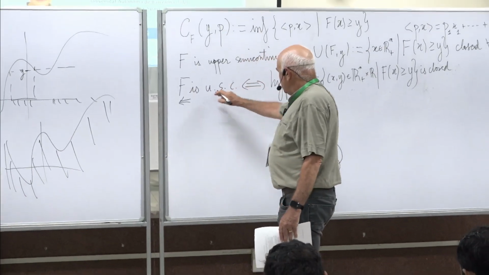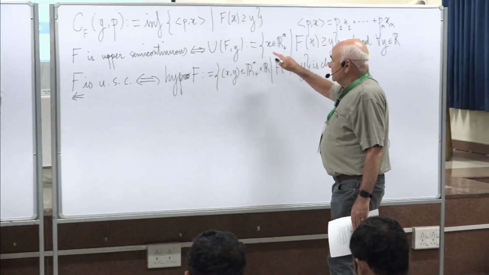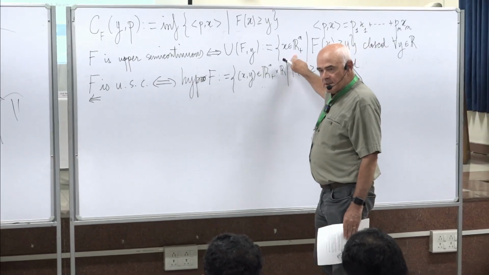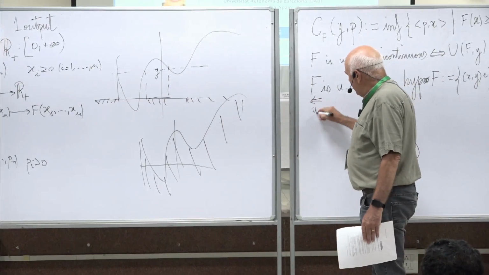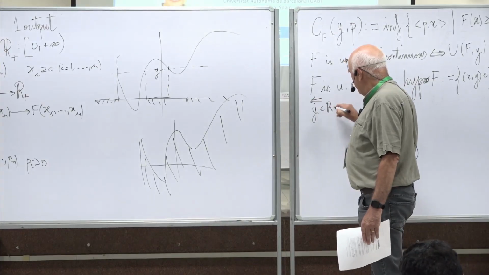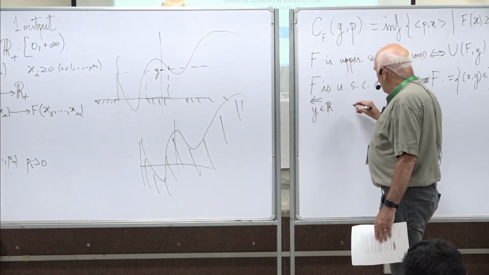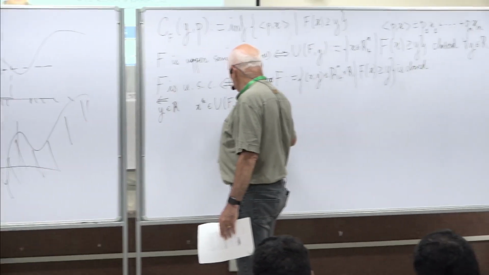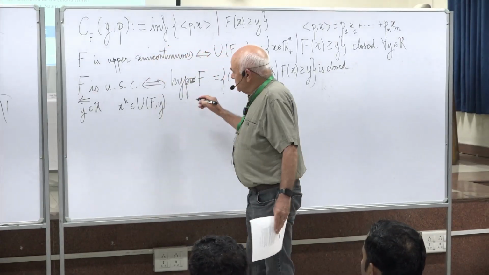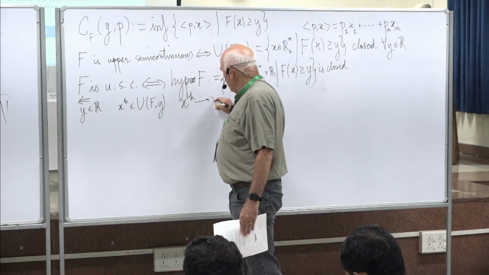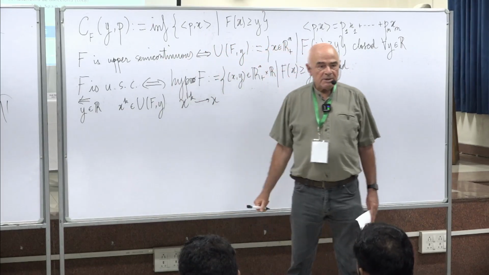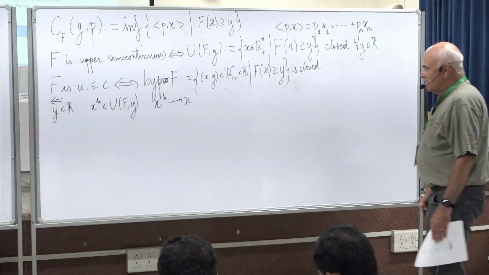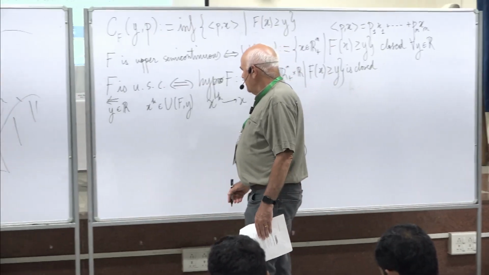So let's prove that F is upper semi-continuous, assuming that the hypograph is closed. So we have to prove that all the upper level sets are closed. So let's fix a level and consider a sequence of points in the corresponding upper level set converging to some point x. To prove closedness of this level set, we have to prove that x belongs to that level set too. Okay?